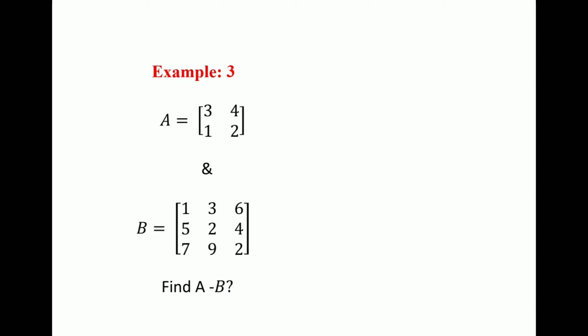Consider the third example where we have two matrices and the first matrix is of 2 into 2 order, that is, matrix A is equal to 3, 4, 1, 2, and the second matrix B is equal to 1, 3, 6, 5, 2, 4, 7, 9, 2, which is of order 3 into 3. Now we want to find out A minus B.